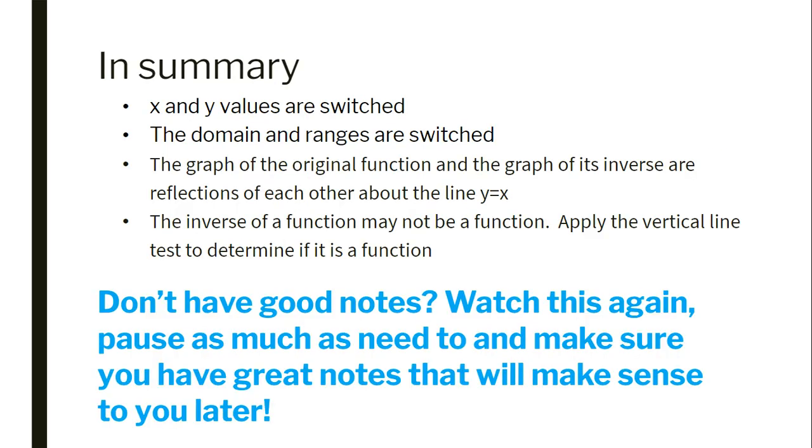In summary, there are 4 things you must know. The x and y values are switched. The domain and ranges are switched. The graph of the original function and the graph of its inverse are reflections of each other about the line y equals x, and the inverse of a function may not be a function. You have to apply the vertical line test to determine if it is a function.